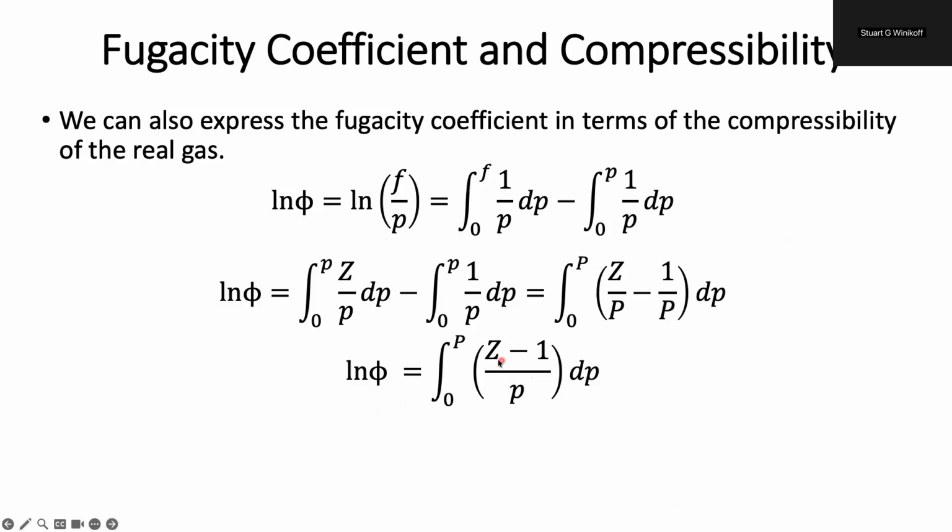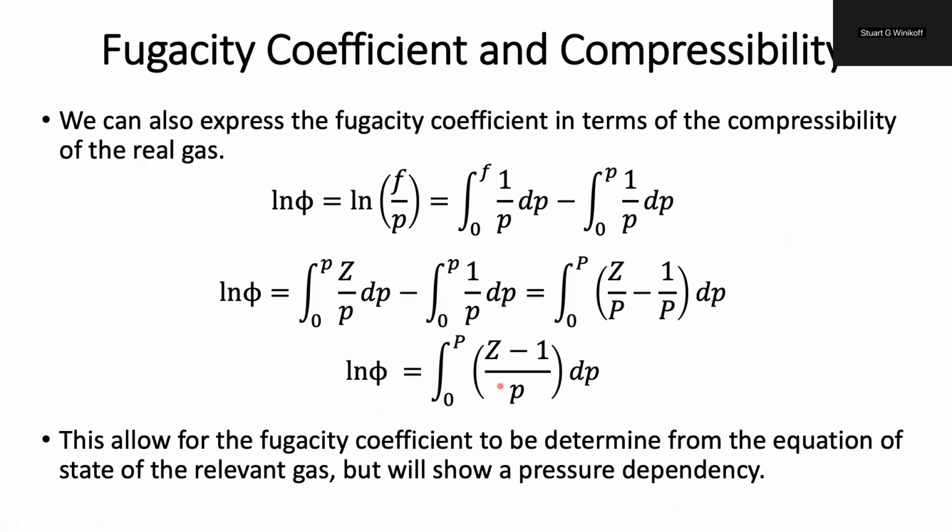The easiest one here is, again, using the virial coefficient, but indeed you can also do this for things such as the van der Waals equation. But what this does is it allows us to determine the fugacity coefficient in terms of an equation of state for the relevant gas. And again, notice we are going to have this pressure dependency.